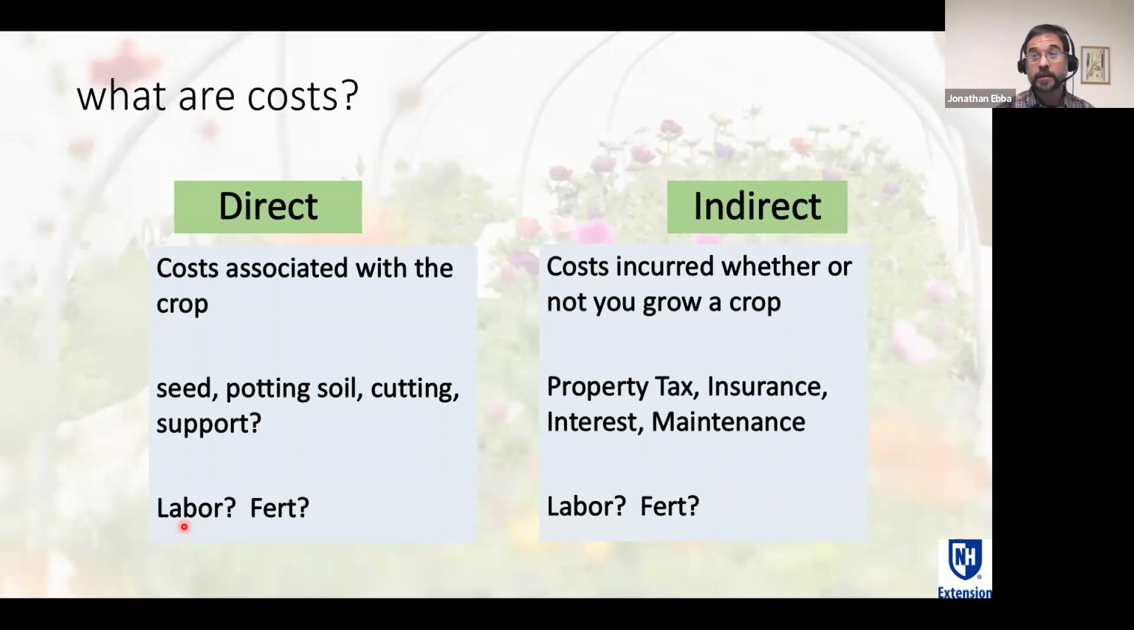If you can account for it as a direct cost, that's great. If you're pulling your hair out and losing productivity because of it, I would say don't. And maybe you will at some point. These are the tricky ones. Whether or not you grew that sunflower crop, you still had to pay your property tax. You still had to pay your insurance, interest, maintenance. And this question of labor and fertilizer as well.